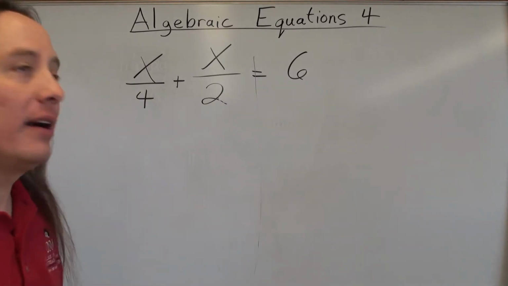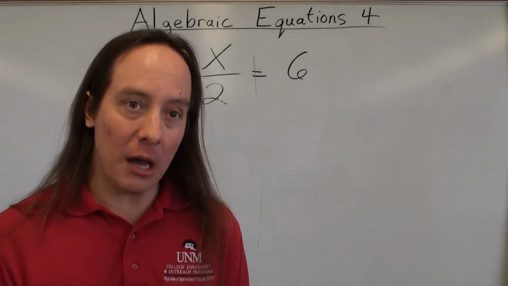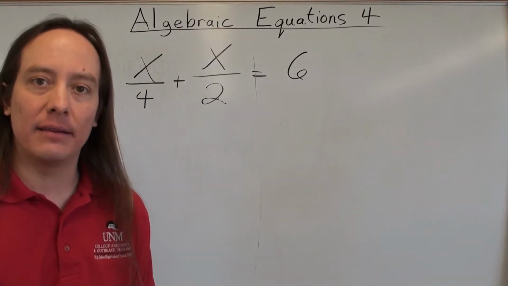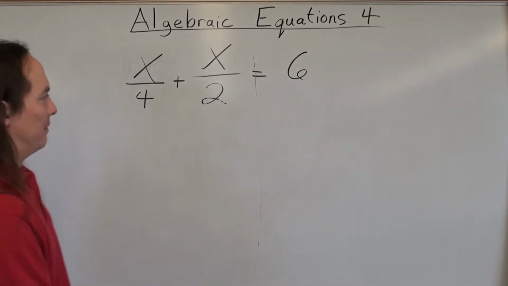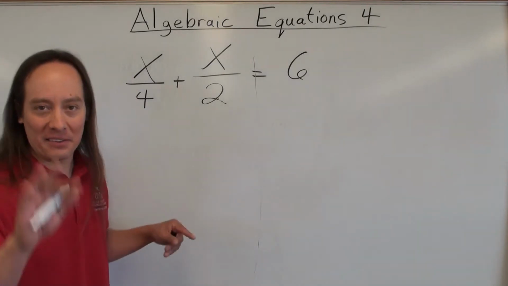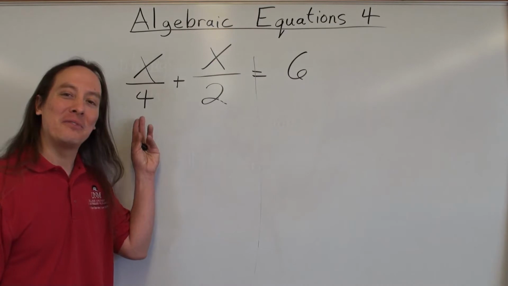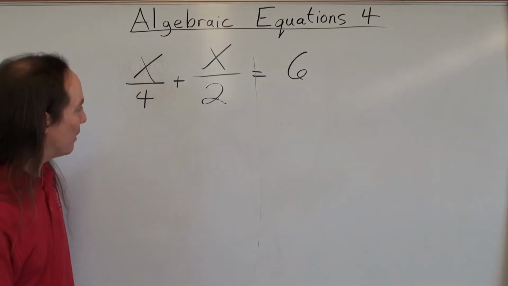Well, this is where we have to find a lowest common multiple that is going to be common for both the 4 and the 2. I'm sorry, the 4 and the 2. We have to find the lowest common multiple for the 4 and the 2. How do we do that?